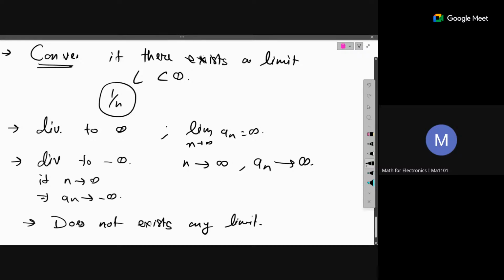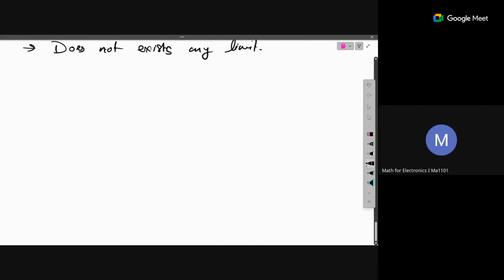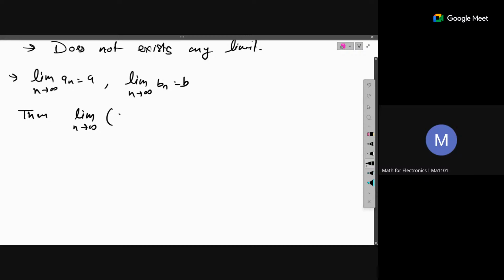Okay, so this is the type of sequence or classification of sequence you can see. Now we have some rules to compute the limit of a sequence. I think they are very basic, simple rules. That means if we have limit n goes to infinity, an is equal to a, and limit n goes to infinity, bn is equal to b, then any constant multiplication of this sequence will go to the constant multiplication of their limit.